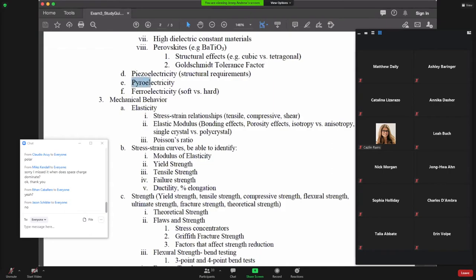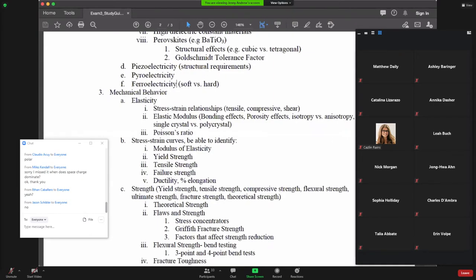There's also pyroelectrics, where now a temperature gradient induces a dipole. And then we have our ferroelectrics. These are the materials that have a permanent dipole. All ferroelectrics are piezoelectric, but not all piezoelectrics are ferroelectric. And we had that little flow chart, there's a flow chart in the slides.